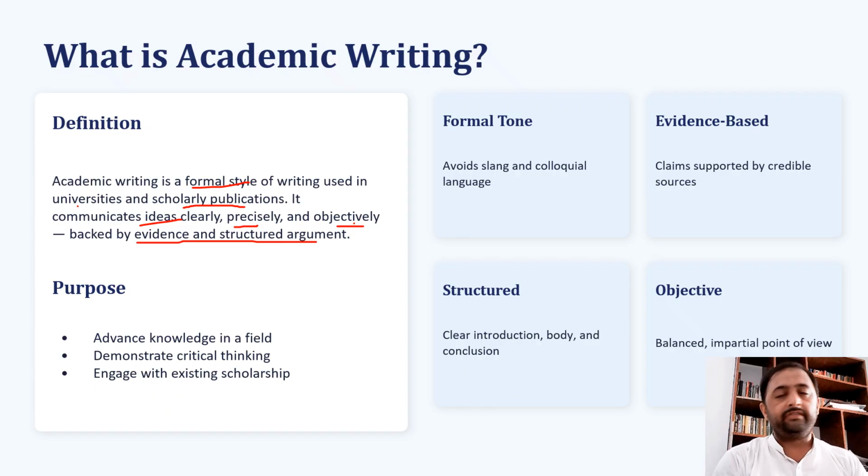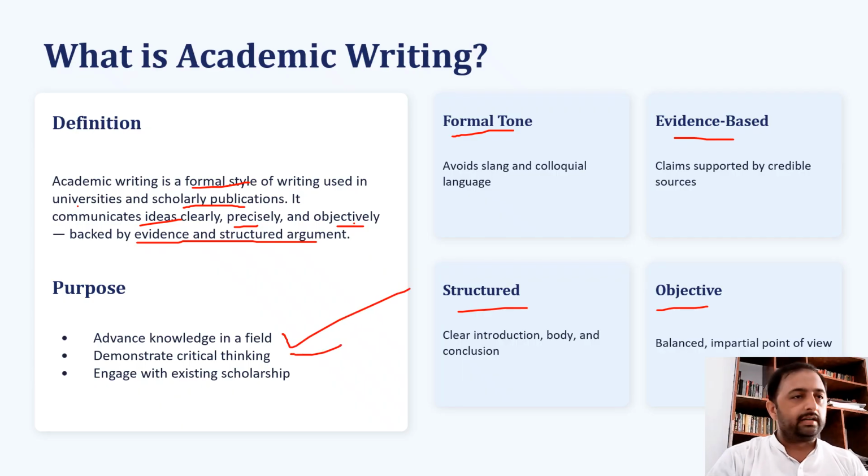As shown in the definition, there is formal tone. It should be evidence based, and it should be structured and objective. Then the writing is called academic writing. Its purpose is to advance knowledge in the field, demonstrate critical thinking, and engage with existing scholarship.